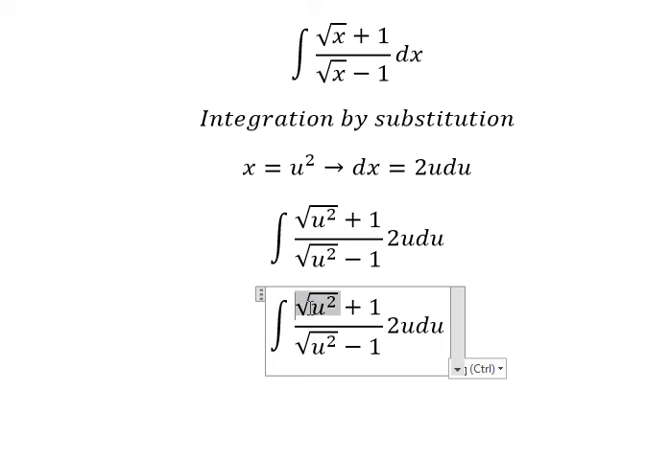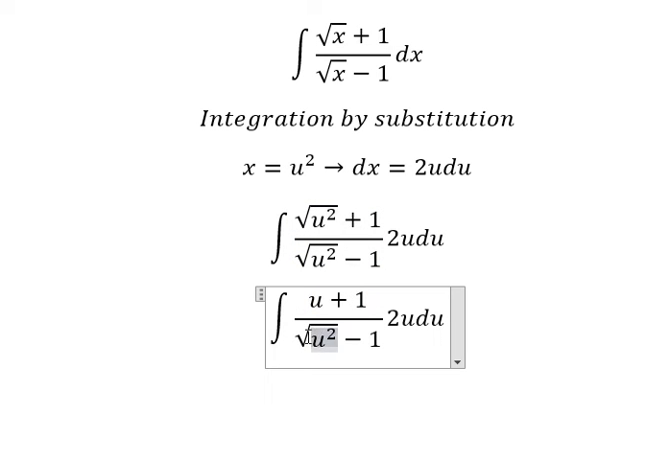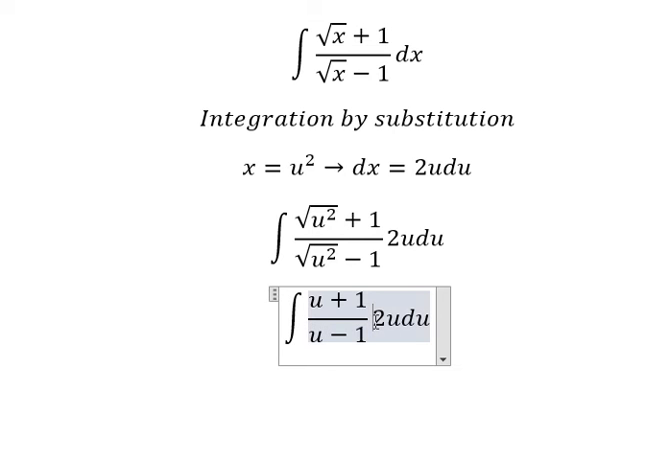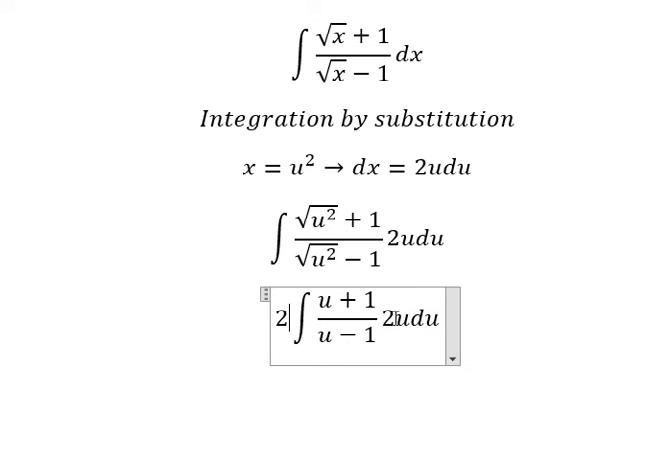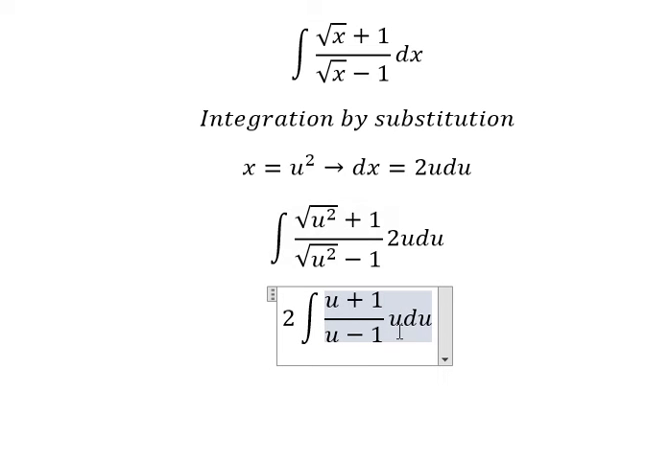So we have u and u. Number 2 I will put in here, and u multiplied by u and number 1.